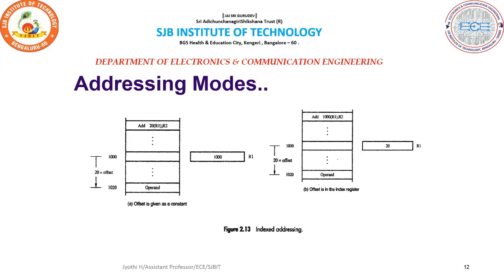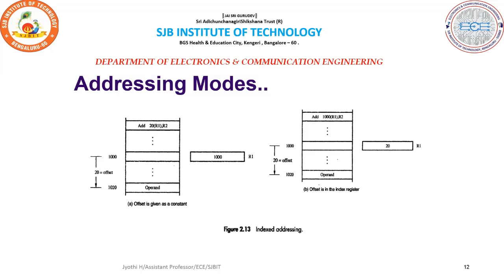In the earlier example, we saw Add 20(R1), R2. The location is 1000, which is added with the 20, giving 1020. The operand is stored here, and that is added with R2. Here you can see the 1000 getting added with the content of R1. Say the content of R1 is 1000 and the 20 is the offset, so 1020 will be the operand address, and the result goes to the R2 register.